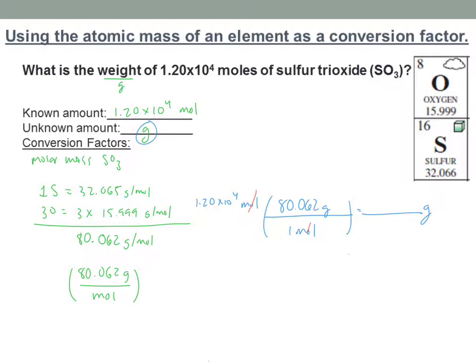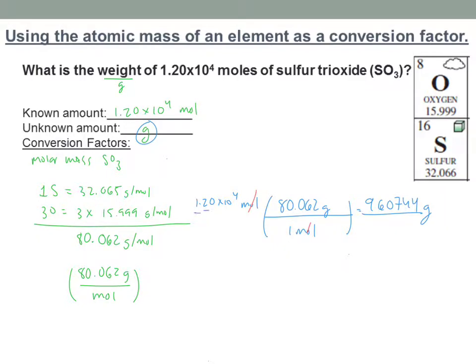And then I just need to pop that into my calculator, right? So 1.20 times 10 to the 4th, and then times 80.062. And if you punch that into the calculator, you're going to get 960,744. And so if I go back again, don't forget your sig figs.